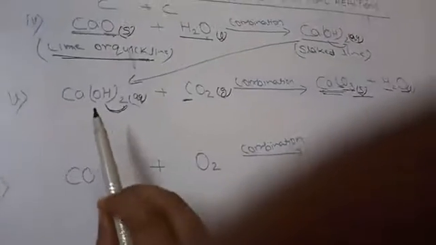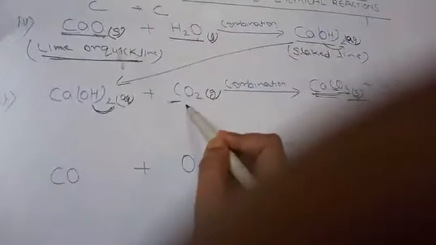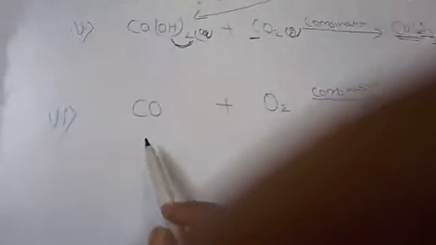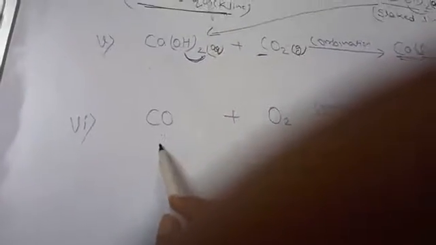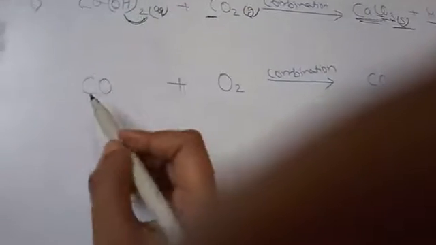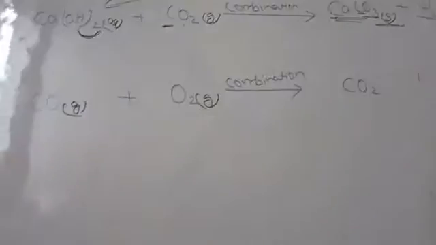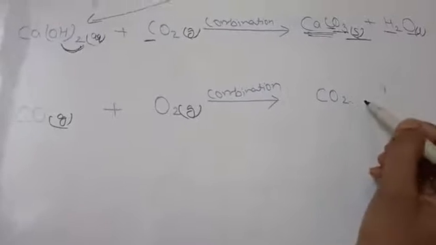Now this is also an example that I have given you: compound plus compound equals compound. Now here is the last example: compound plus element equals compound. CO is carbon monoxide, it is a gas. O2, oxygen, is a gas. And the product that we are getting is also a gas.